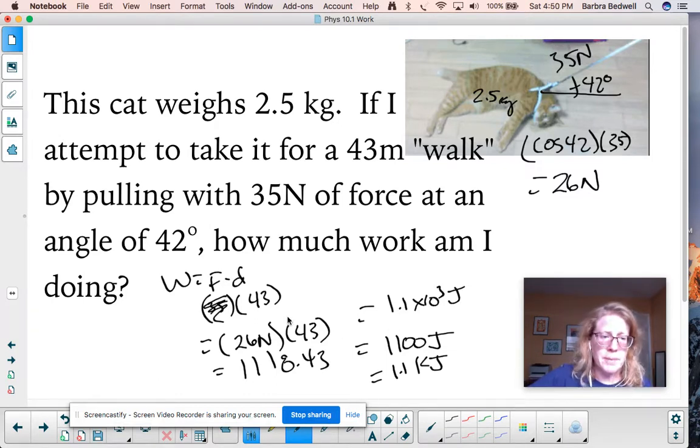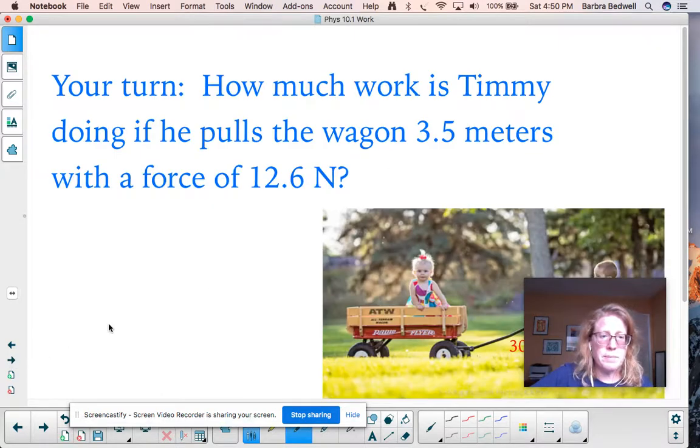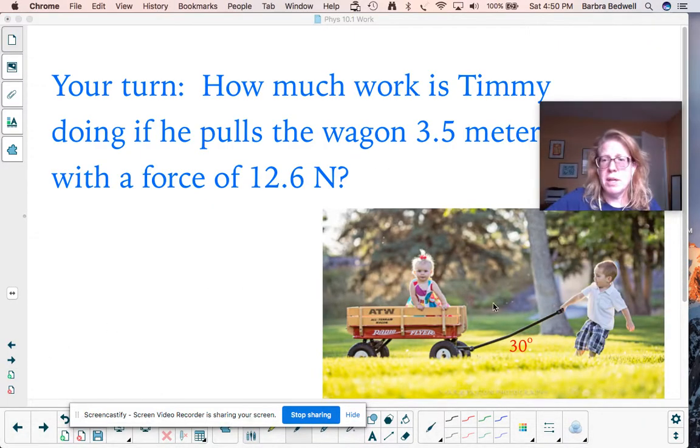Okay, moving on. What's next? Your turn. Take a moment and see if you can figure out the answer to this one. We've got little Timmy here, pulling his little sister. He is pulling the wagon 3.5 meters with a force of 12.6 newtons. And you can see from the picture that this wagon is not being pulled horizontally. It's being pulled at a bit of an angle. We've got a 30-degree angle. So hit pause and see if you can work this out. I'll grab my handy dandy calculator and see if I can figure it out as well. Hit pause. Did you? You're lying.